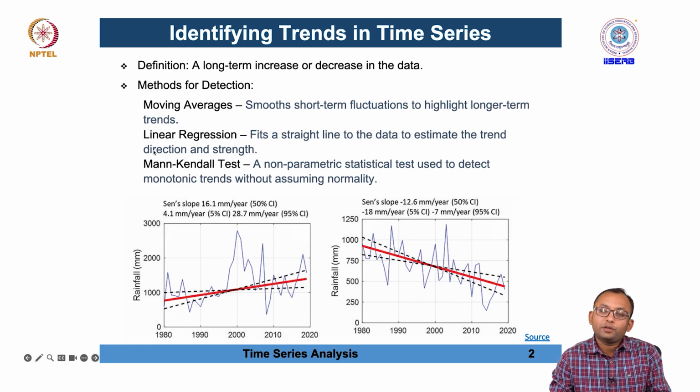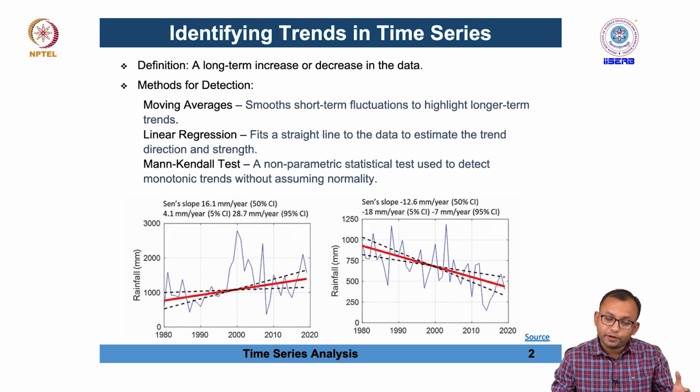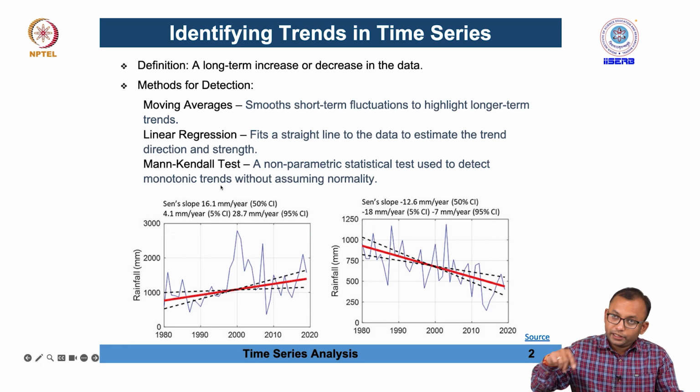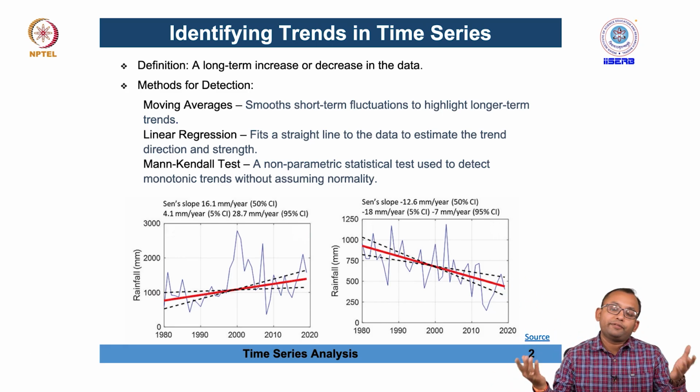Non-parametric tests are basically those tests which do not assume any kind of distribution for that particular time series data set. So, these are distribution-free tests, where we don't assume any distributions, and then we apply them to the data and try to look at whether we have any monotonic trends. It is continuously increasing, it is continuously decreasing, or there is no trend at all.